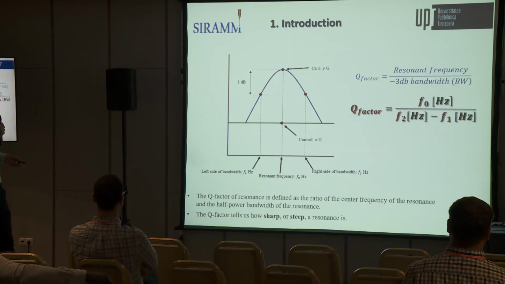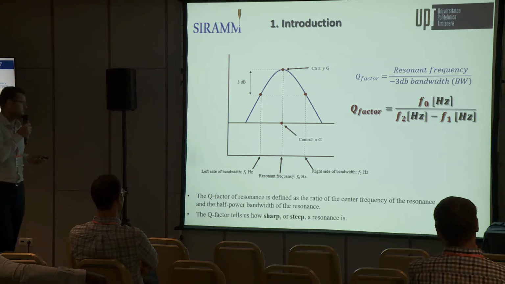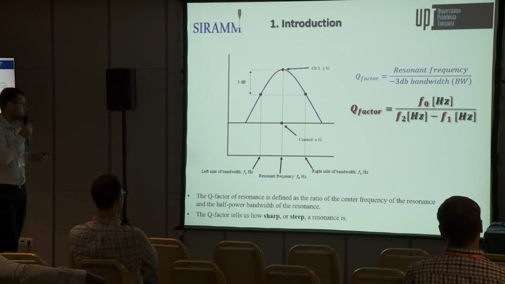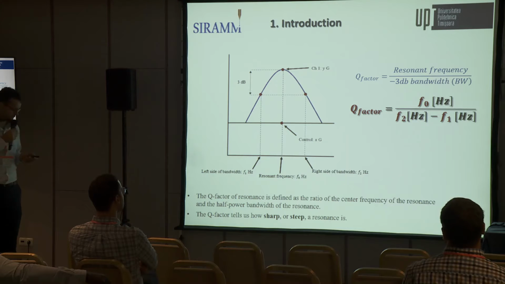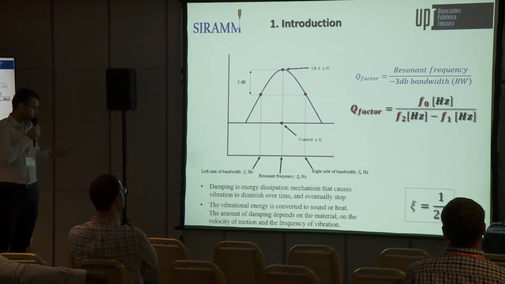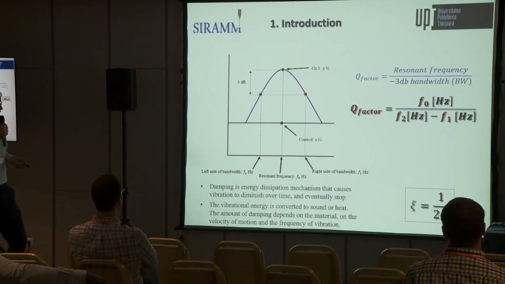The Q factor of resonance is defined as the ratio between the central frequency of the resonance and the half power bandwidth of the resonance. The Q factor tells us how sharp or steep the resonance is. With the Q factor, we also calculate the damping for our material.